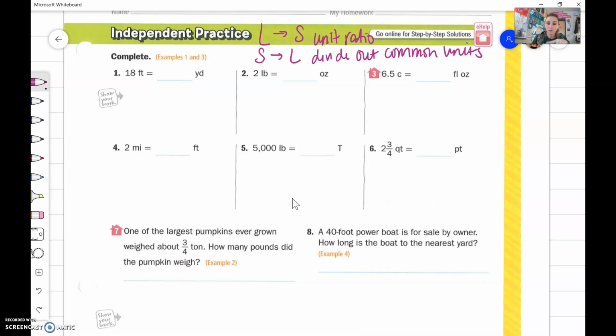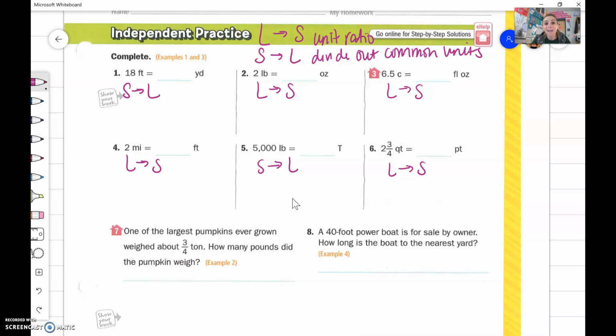But what we're first going to do is 1 through 6, we're going to write either L to S or S to L. So if I'm going from feet to yards, I know that this one is small. We're going to go small to large. If I'm going from pounds to ounces, I know that is large to small. Cups to fluid ounces, that is large to small. The next one is miles to feet, that's large to small. Pounds to tons, that's small to large. And then quarts to pints is large to small.